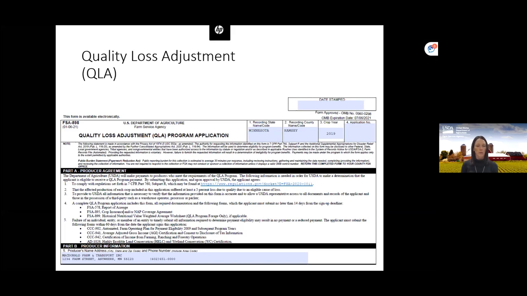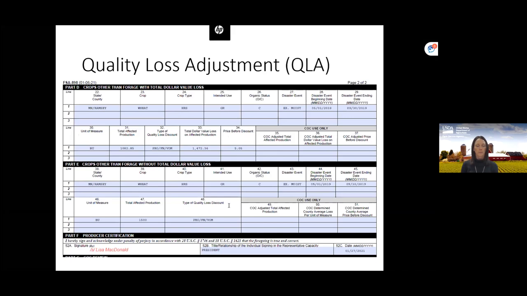Part A is just what you're certifying to, so you want to read through that. And then Part B is where you put in the producer's name and address. So this producer had both crops other than forage with a total dollar value loss and crops other than forage without the total dollar value loss. So they're going to complete Parts D and E of the FSA 898. In item 22, you're putting in the physical location of where that crop was grown. So it's not the administrative county that you deal with at FSA, it's where that crop is physically grown that you're going to list in item 22.